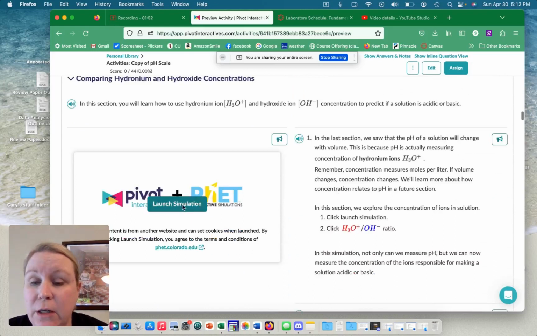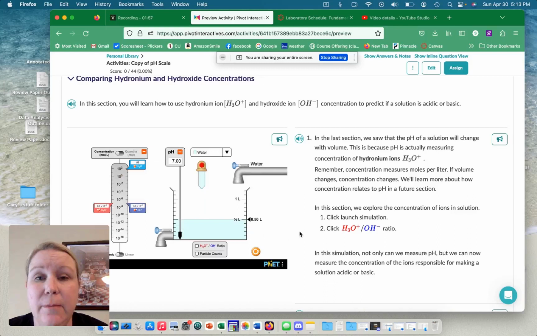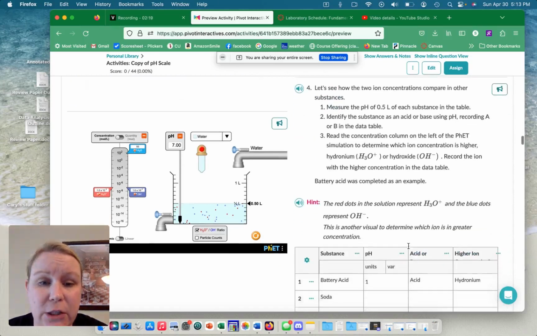Then we'll come down here and we're going to launch a simulation. And in this simulation, you're going to look at the balance of hydronium ions, which are H3O plus, to hydroxide ions, which are OH minus. And so to look at this ratio, you need to click on the H3O plus to OH minus ratio. The H3O plus are the red dots, and the OH minus here are the blue dots. And you'll go through and you'll answer questions and follow the directions here.